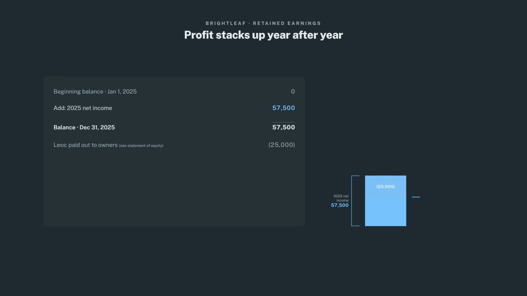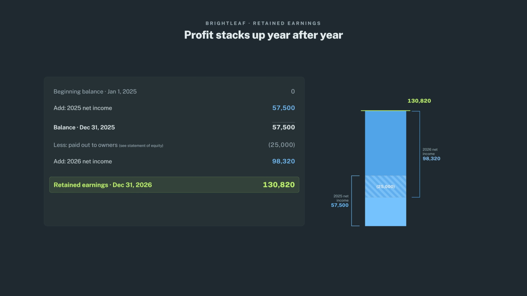Then in 2026, BrightLeaf earned another $98,320, which it also kept. Stack this year's profit on top of last year's and you get the $130,820 of total retained earnings. So the profit calculated on the income statement becomes a balance within the equity section on the balance sheet.